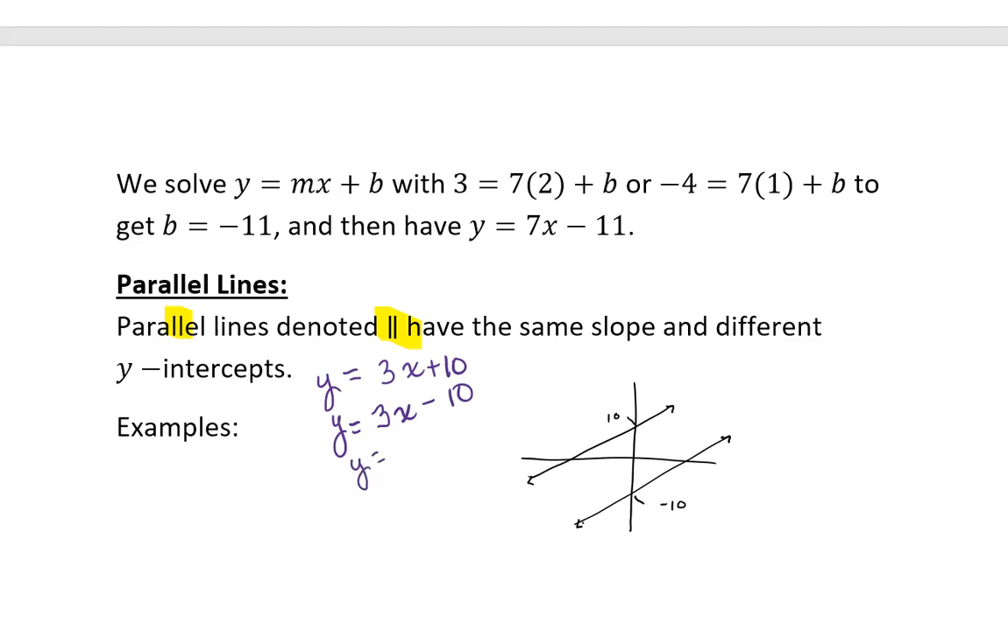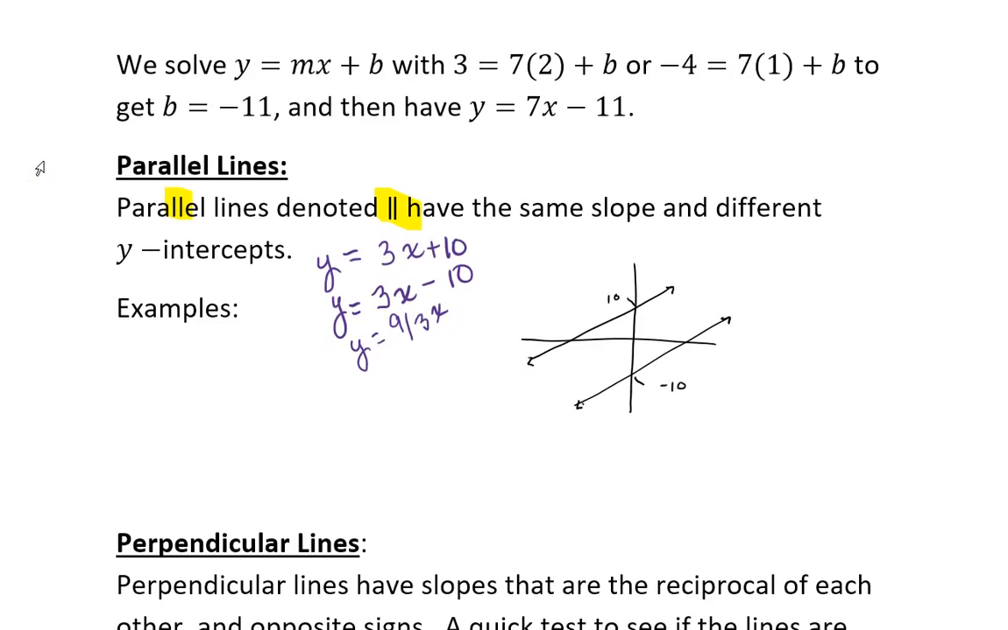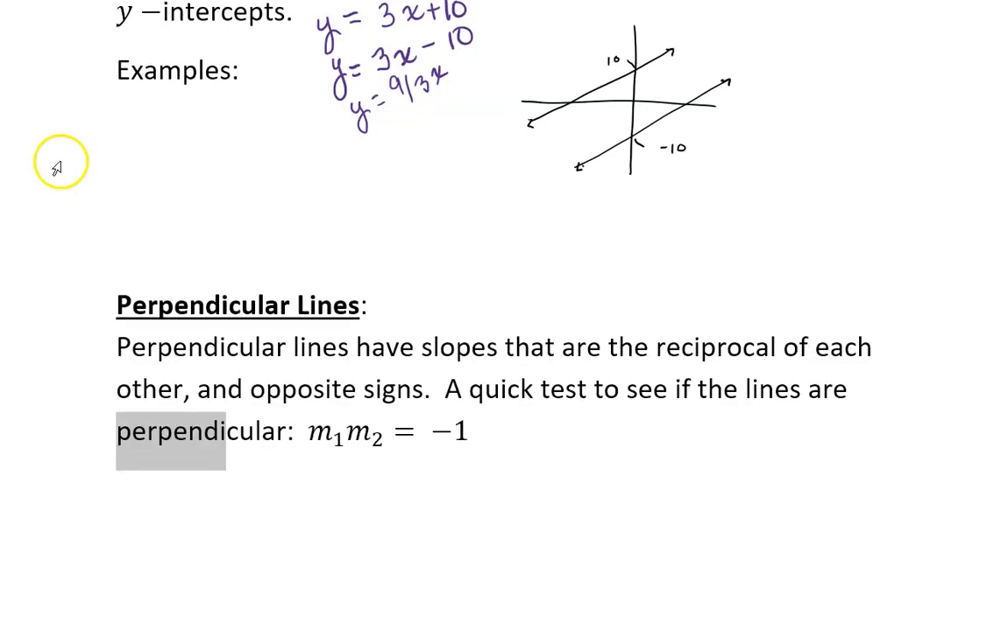So if I were to say y equals 9 over 3x, that doesn't look like a 3, but when you reduce it, it becomes a 3. So just because it doesn't look exactly like a 3 or exactly like some slope, don't discount it until you've worked it through and made certain that the slopes are not in fact the same. All right, so perpendicular lines. Perpendicular lines meet at 90-degree angles.